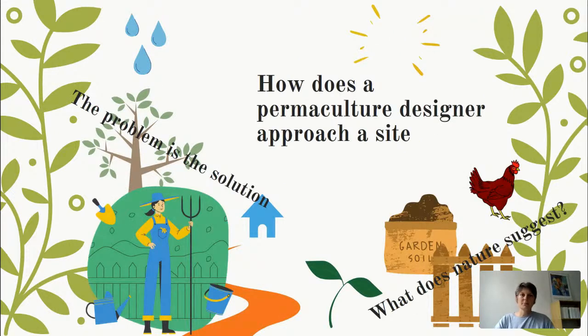Yeah, and how does a permaculture designer approach a site? So we have many different elements on the site, and usually we don't think, oh, I got an idea, I want to do this on my site, and I just need to change everything and have this and this and this. Usually we go to the site and see what is already there, and what we can get from it and how we can improve it.